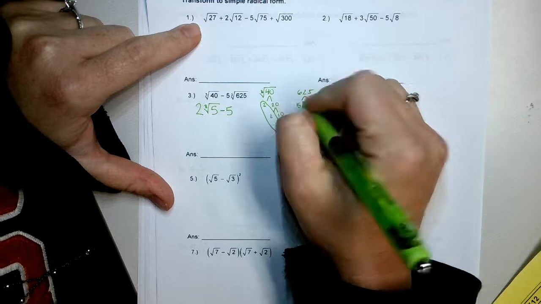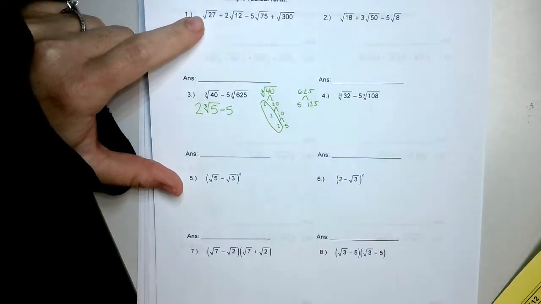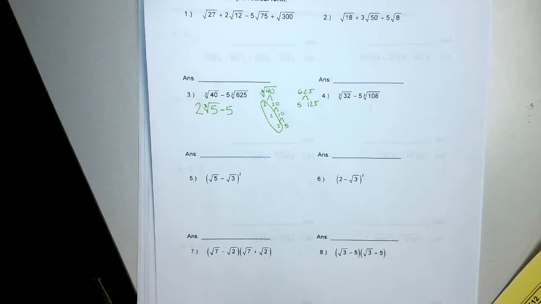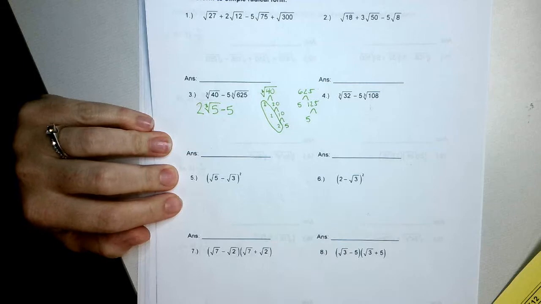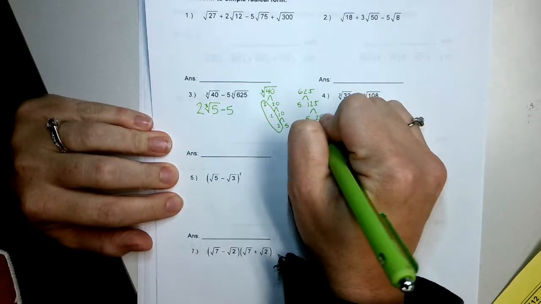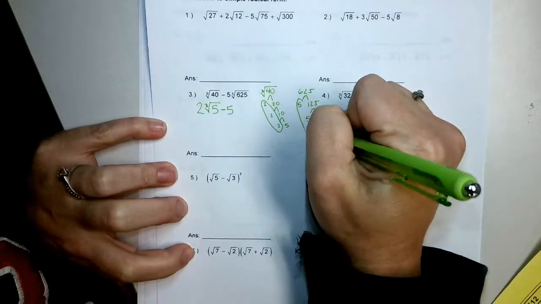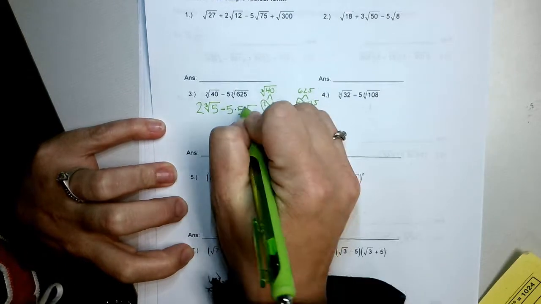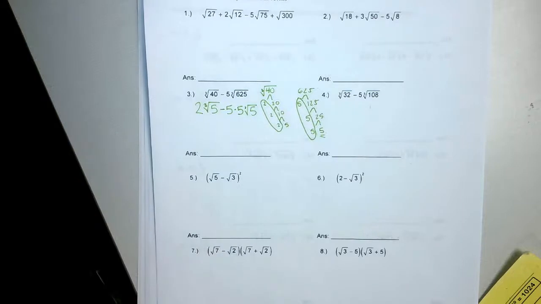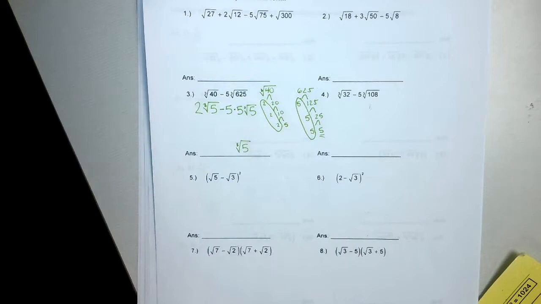5 goes into 625 125 times? Yes. Okay, I know 5 goes into 125 because it ends with a 5 25 times. And 25 is a perfect square of 5 and 5. So what's my group of 3? 5s. So 5, cube root, what was left over? 5. So I know that I'm going to have a cube root 5 answer. Yes? Because both of them have cube root 5.